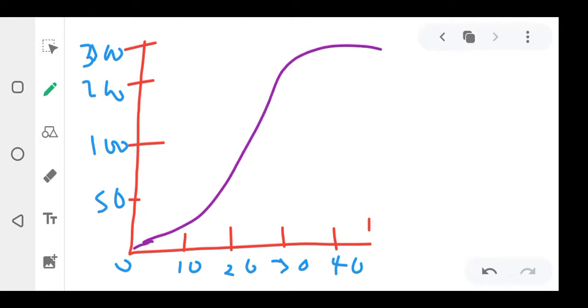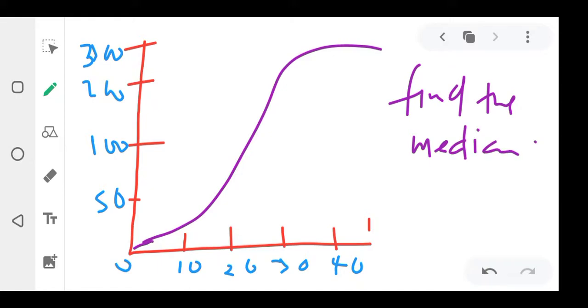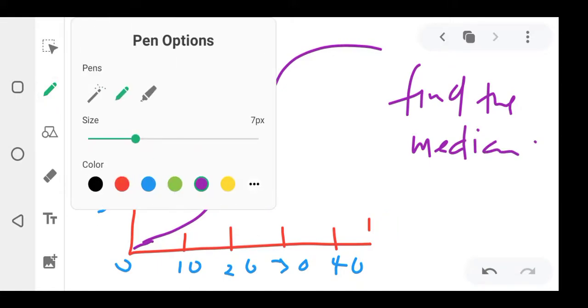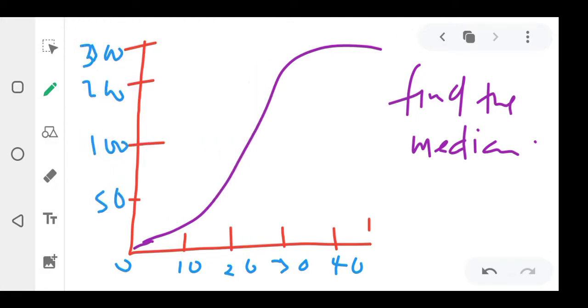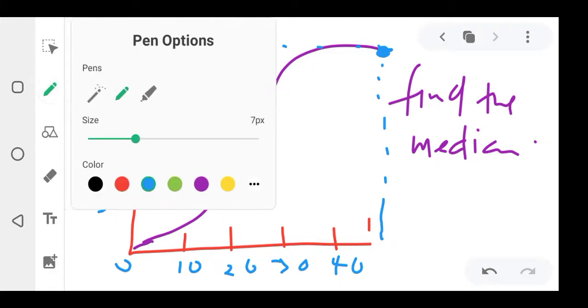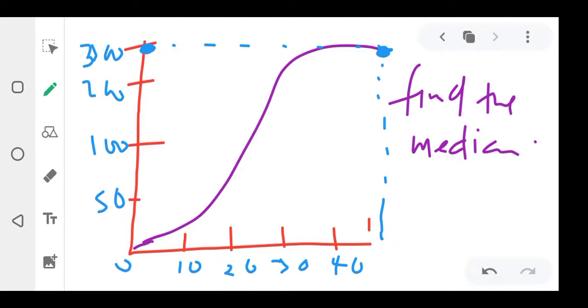And then the question says, find the median. After you have drawn the graph, how do you do it? The first thing that you do when you are calculating for the median, you go to the highest number on the y-axis, this one, where the graph was ending, the last point that you had drawn. So you go to that digit, the last point, which is this one.